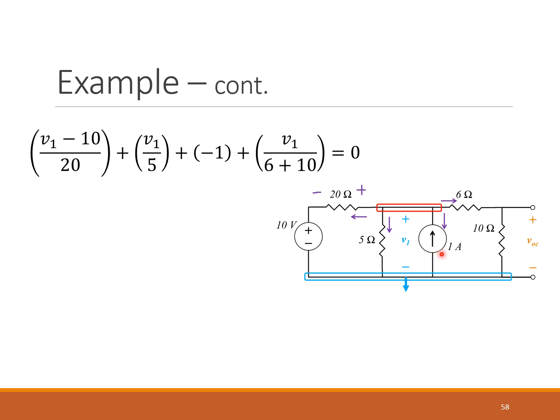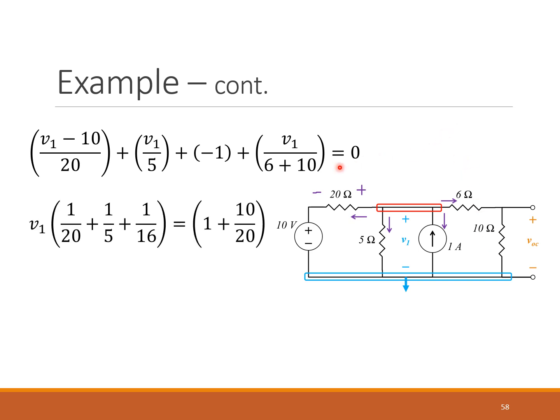For the third current, it's just a current source, but it's going in the opposite direction of the purple arrow, so we have -1. And for the last current, going out the right, we have the 6 and the 10 ohm in series, so I just add those two and the voltage across them is V1. Again, we've ignored these output terminals because nothing is connected there. Essentially, we could just say that this VOC is really just the voltage across this 10 ohm resistor. So that's what we're interested in.